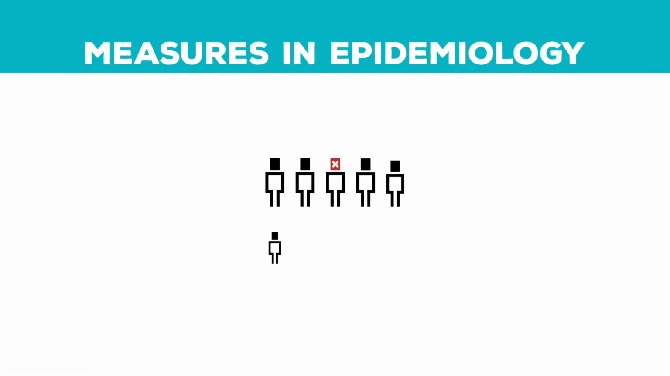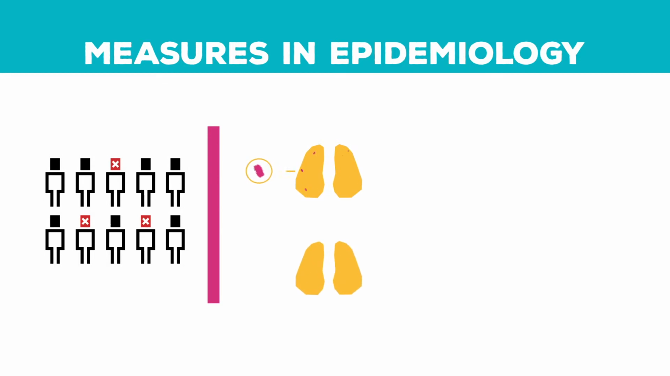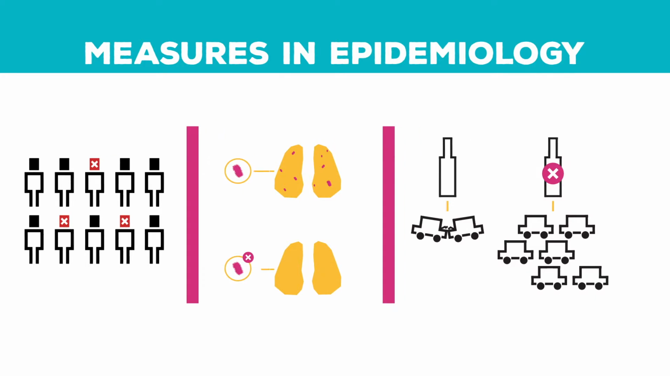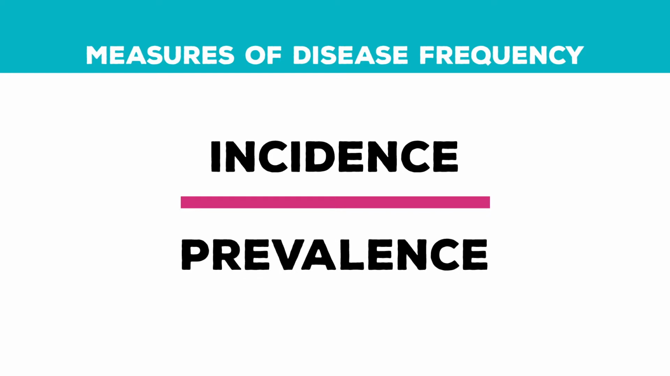Measures of frequency reflect the relative occurrence of the disease in a population. Measures of association reflect the strength of the statistical relationship between exposure status and disease occurrence. Measures of impact are used to predict the impact of an intervention on the disease occurrence in a population. The basic measures of disease frequency are incidence and prevalence.